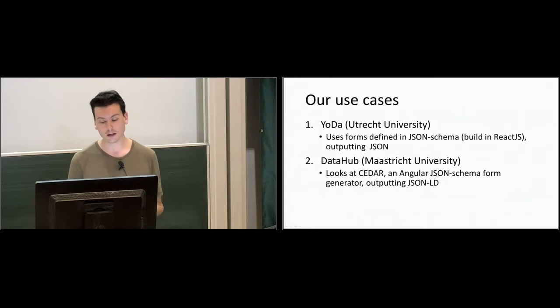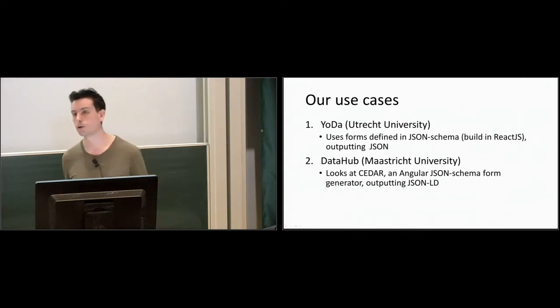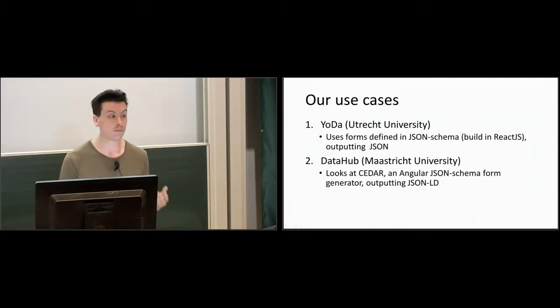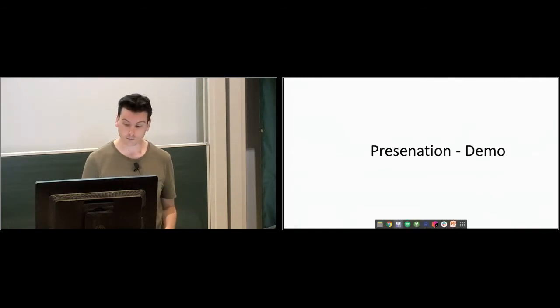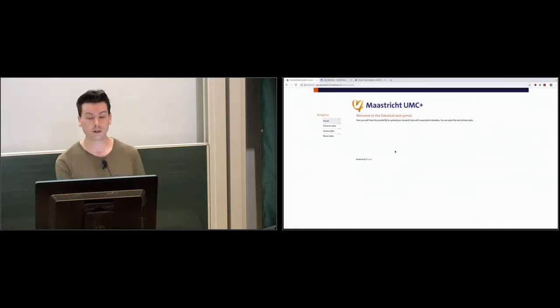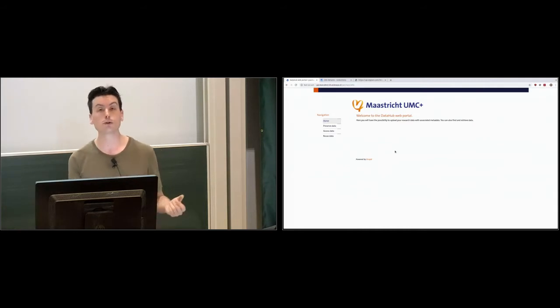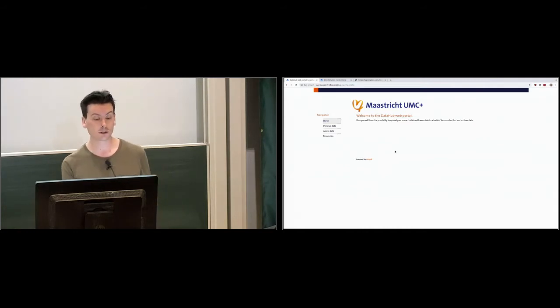We are looking at CEDAR. Probably not many of you have heard of CEDAR, but it's using JSON-LD. So it makes use of the power of JSON-LD to do the additional on top of the JSON. And they use an Angular JSON Schema form generator. So we have that use case. So I've got a quick presentation, and it's more of a proof of concept of how you could use this, just to give you an idea of how this works.